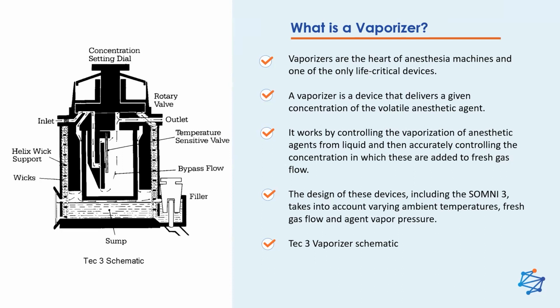The liquid agent is housed in the sump, which contains the helix wick supports and the wicking. The anesthetic agent is absorbed into the wicking, making the wicking design and material a crucial component. Our Somni 3 vaporizers utilize an advanced internal wicking system. This is the same as used in human anesthetic vaporizers today. To start the vaporizer process, a carrier gas, usually oxygen or air, or a mixture of some combination, is introduced in the inlet and travels into the sump, where the thermostat, or the temperature-sensitive valve, is also located.